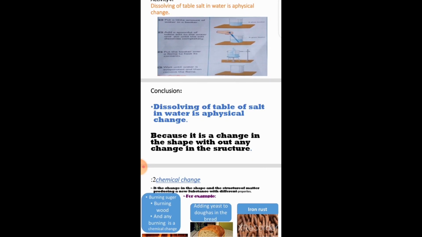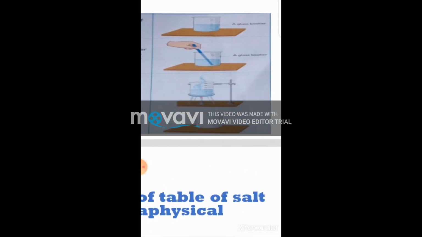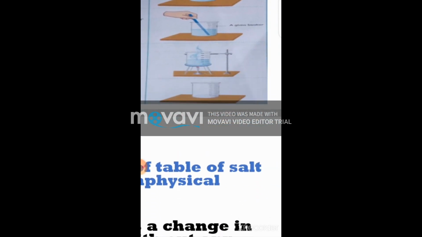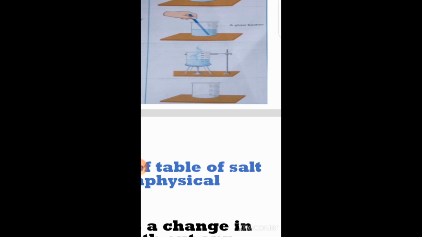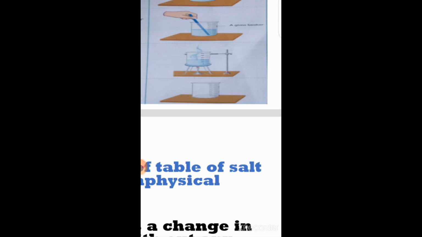Activity number 4, to show dissolving of table salt in water is a physical change. We have 4 steps. Step number 1, look at this picture and focus with me. We put a little amount of water in a beaker, and we add a spoonful of table salt to the water and stir until the salt dissolves completely. We observe salt dissolves in water and disappears.